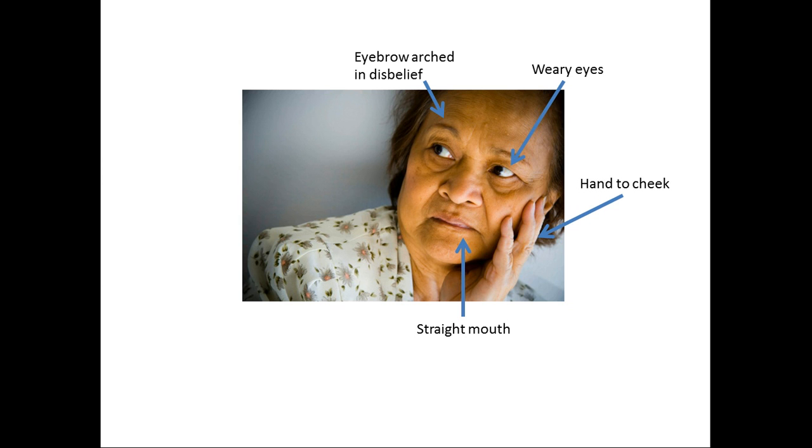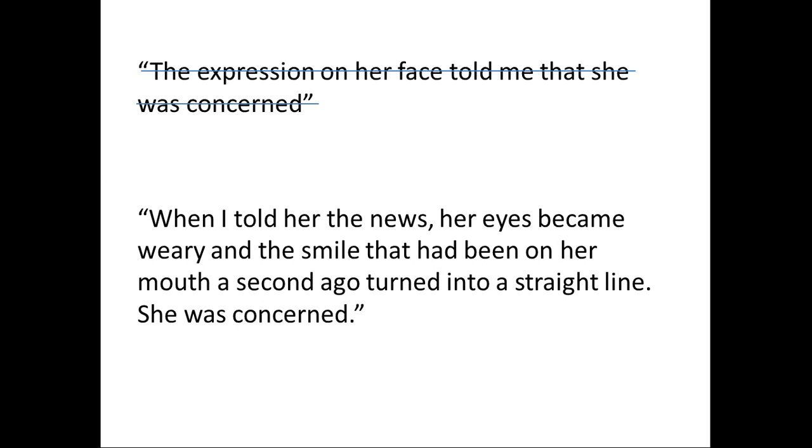This is a person who looks concerned. Her eyebrow is arched, her eyes are weary, her hand is brought up to her cheek, and her mouth is straight and unsmiling. And the following picture is a description of what a concerned person might look like. When I told her the news, her eyes became wary, and the smile that had been in her mouth a second ago turned into a straight line. She was concerned.